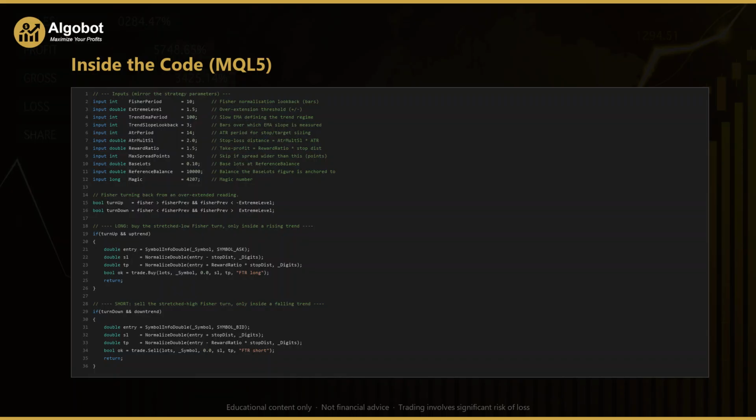Now the long block. The code checks whether turn up is true, and we are in an uptrend. When that passes, it reads the ask price as the entry, sets the stop loss 1 stop distance below it, sets the take profit at the reward ratio times that distance above it, and calls trade.buy to place the order. The short block is the exact mirror. If turn down is true and we're in a downtrend, it reads the bid price, places the stop 1 distance above, sets the take profit the reward multiple below, and calls trade.sell. 2 clean, symmetrical blocks, 1 for each direction, sharing the same volatility-based stop and target logic on both sides.